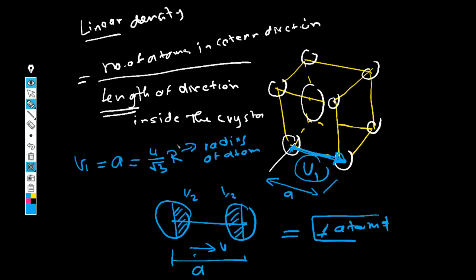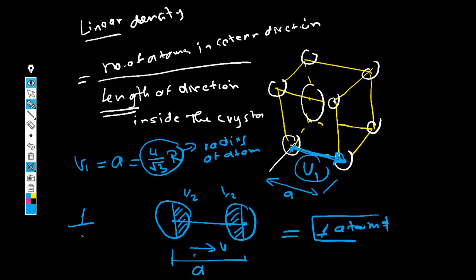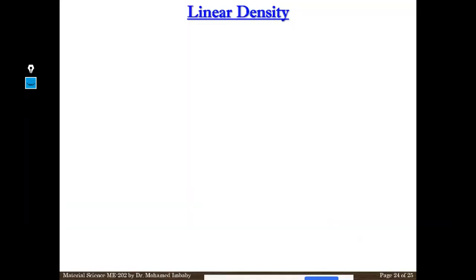And the length is 4/√3 R. If the length is, for example, in nanometers, we can say 1 divided by 4/√3 R. Once you find that, the unit will be atoms per nanometer, because this length is in nanometers. If I need it in millimeters, convert nano to milli and so on. I think it's clear. Let me go with the example, you will understand better.